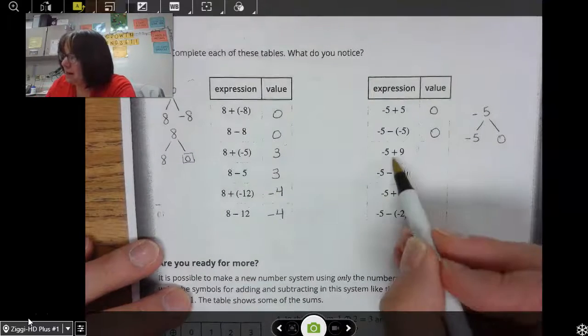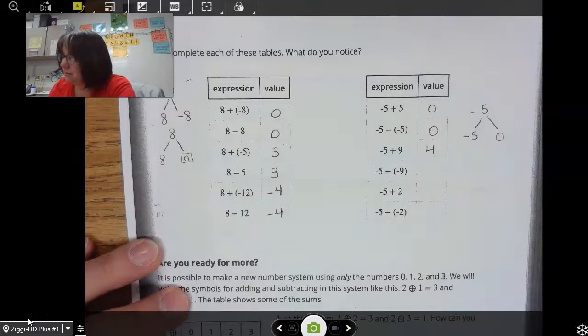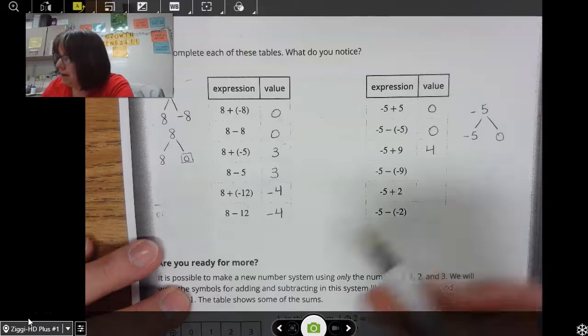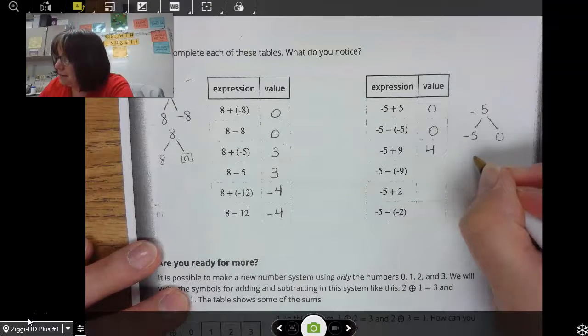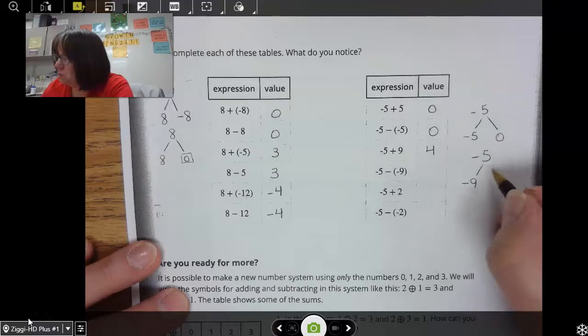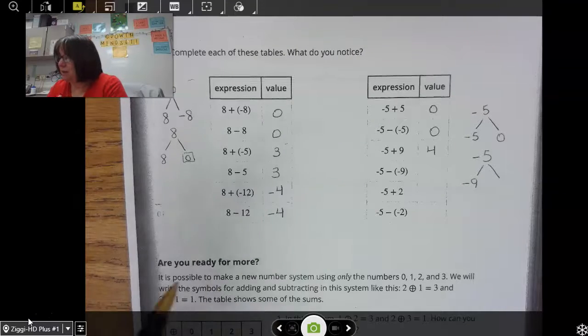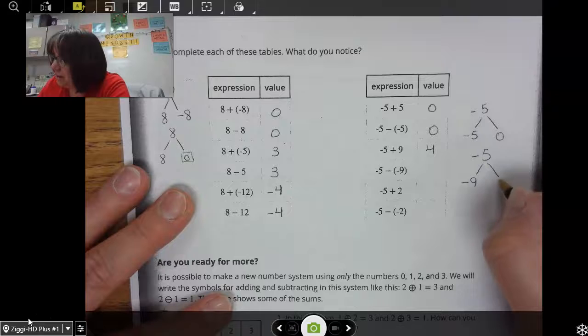Okay, negative 5 plus 9. I know I have more positives. I have 4 more positives. And then again, negative 5 minus a negative 9. Negative 9 plus what? Think of it, I'm way over on the negative side, 9 spaces, and I want to get to negative 5. So what would I have to add to that? I would add a 4.